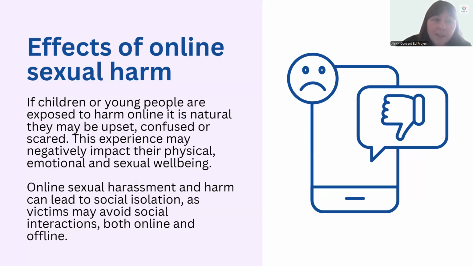So when we think about the effects of online sexual harm, if a child or a young person or a teenager is exposed to some sort of harm or harassment online, it's very natural that they're going to be upset or confused or scared. And this experience could negatively impact their physical, emotional, and even sexual well-being. So online sexual harm and harassment can lead to social isolation. Victims might avoid social interactions or even not want to go to school. And this can happen both online and offline. So it can impact them both in their online life and also in their school life, family life, hanging out with peers, all that kind of thing.